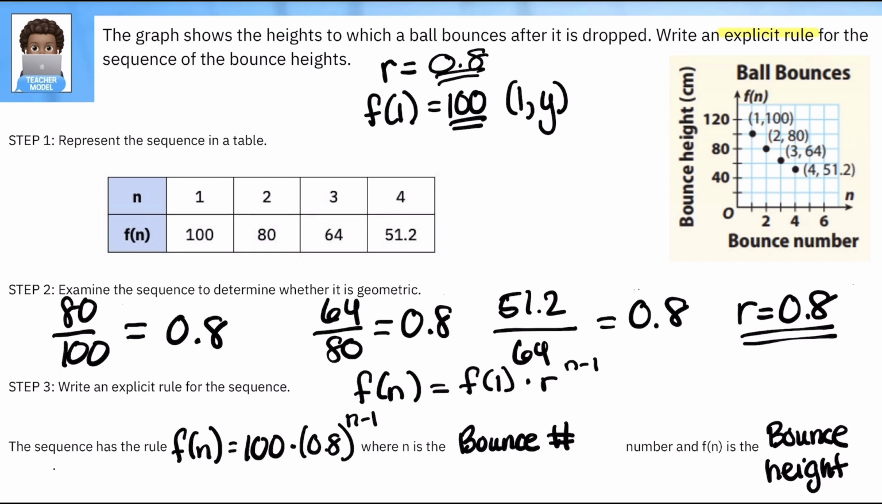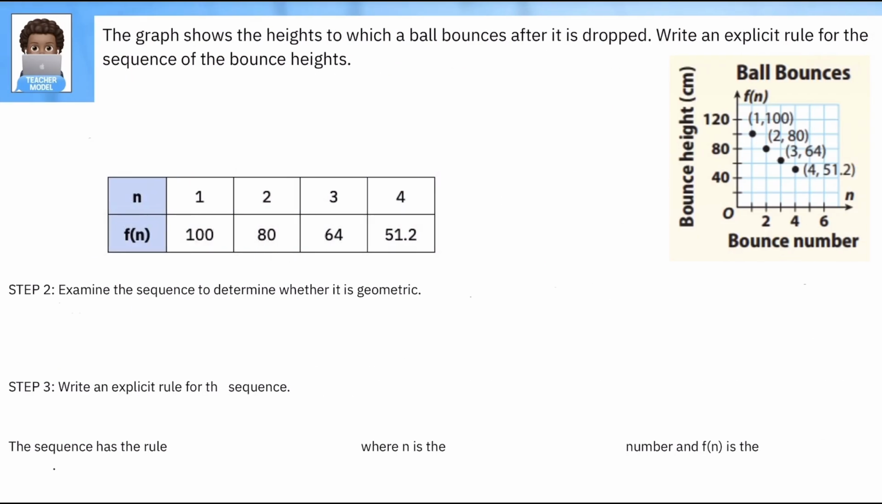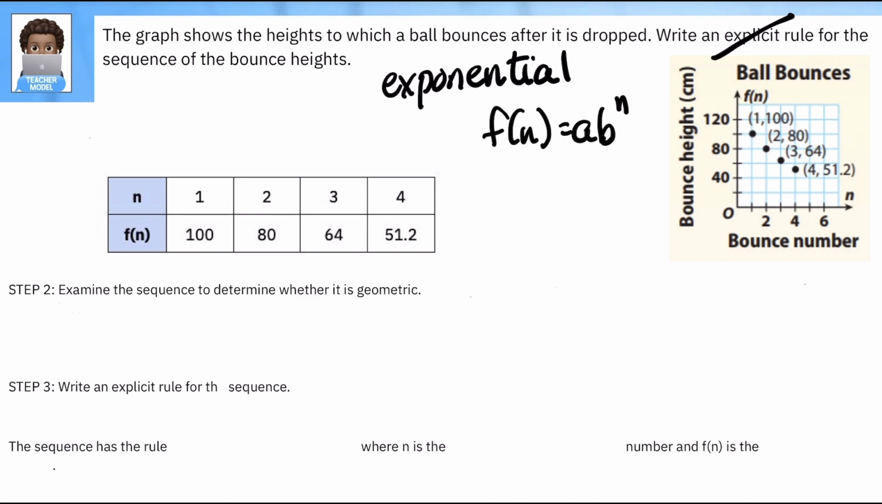So hit pause and jot this down into your notes. And again, this is for an explicit rule, so you do need the r and the f of n. But what if instead of an explicit rule, you want to use the exponential? And that means you're expressing it as f of n is equal to ab to the nth.